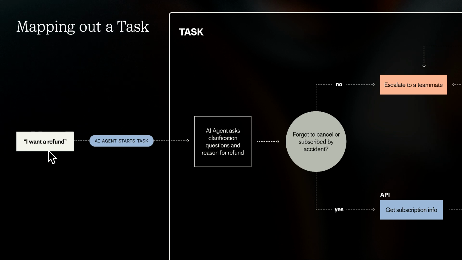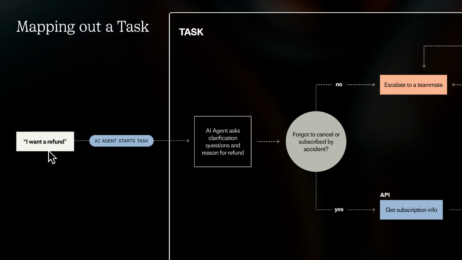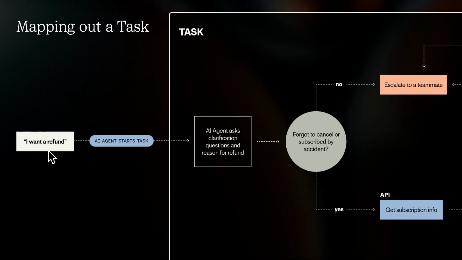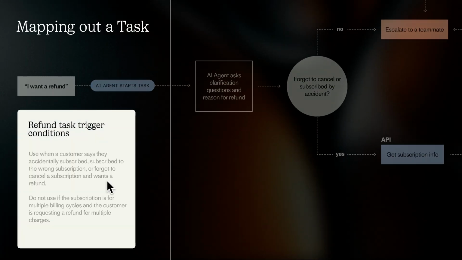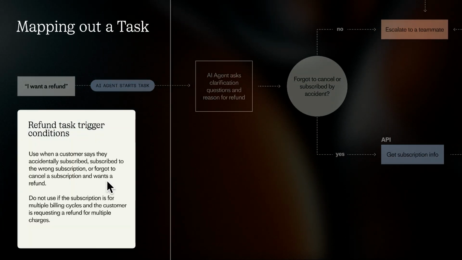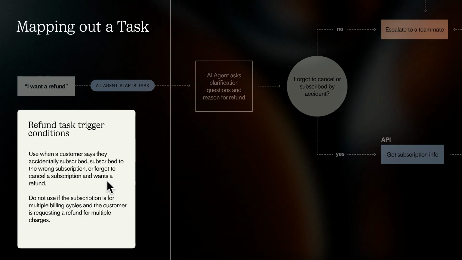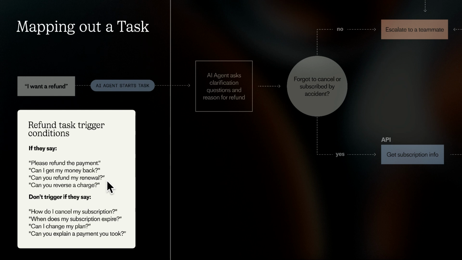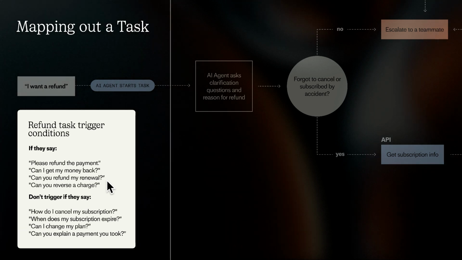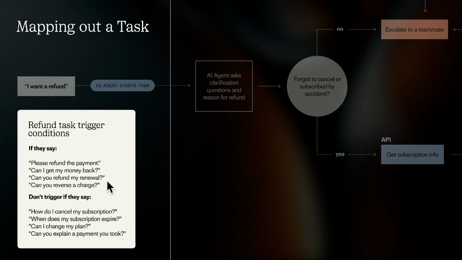So here you can see when the customer asks for a refund and the request meets the trigger conditions, it triggers the refund task. Those conditions include the customer explicitly asking for a refund. And we've also trained the system on common ways customers might phrase the request, so it knows which questions should trigger the task and which ones shouldn't.